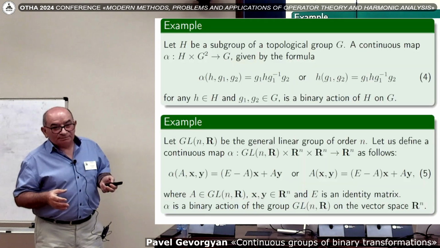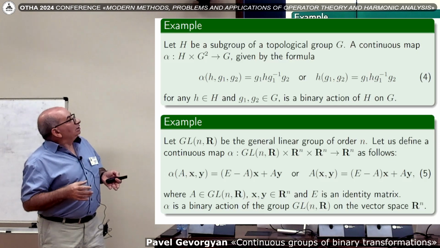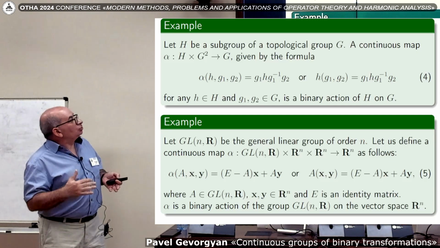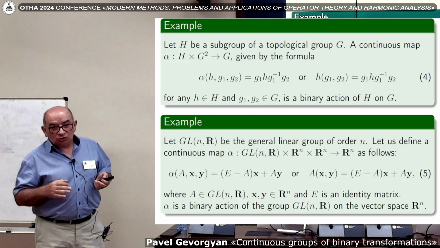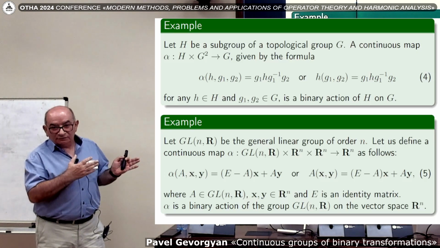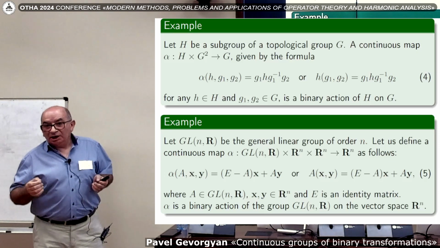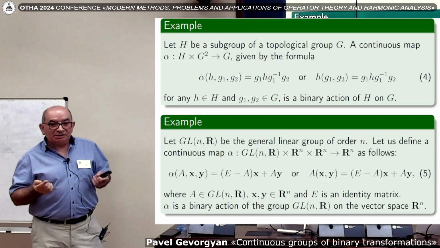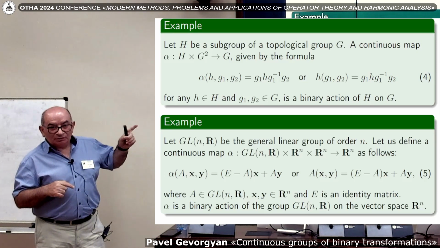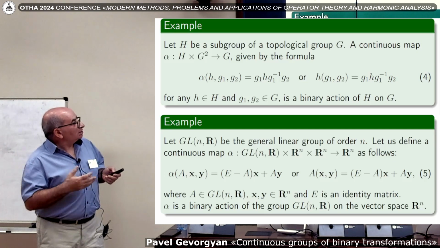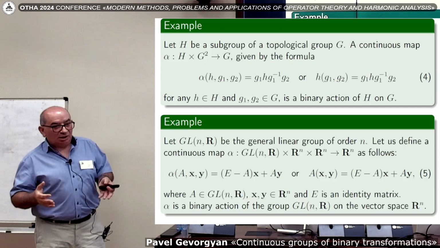Let's give two examples. Let H be a subgroup of a topological group G. A continuous map alpha from H cross G squared to G, given by formula 4, is a binary action of H on G. It is not difficult to verify this assertion. Particularly, any topological group G binary acts on itself by the same formula, which we call the binary action by conjugate left translation.